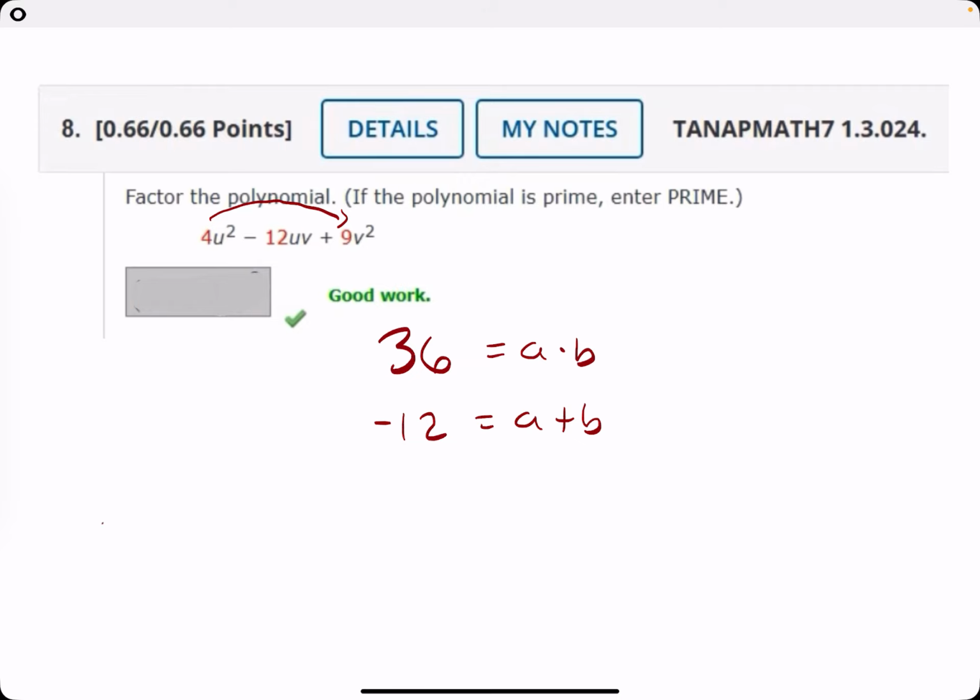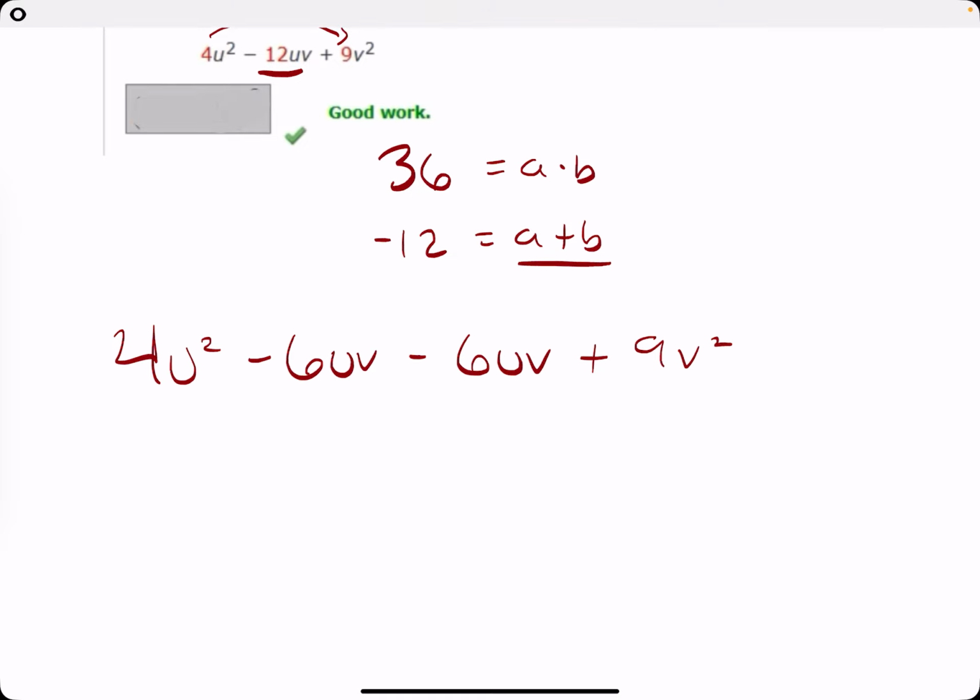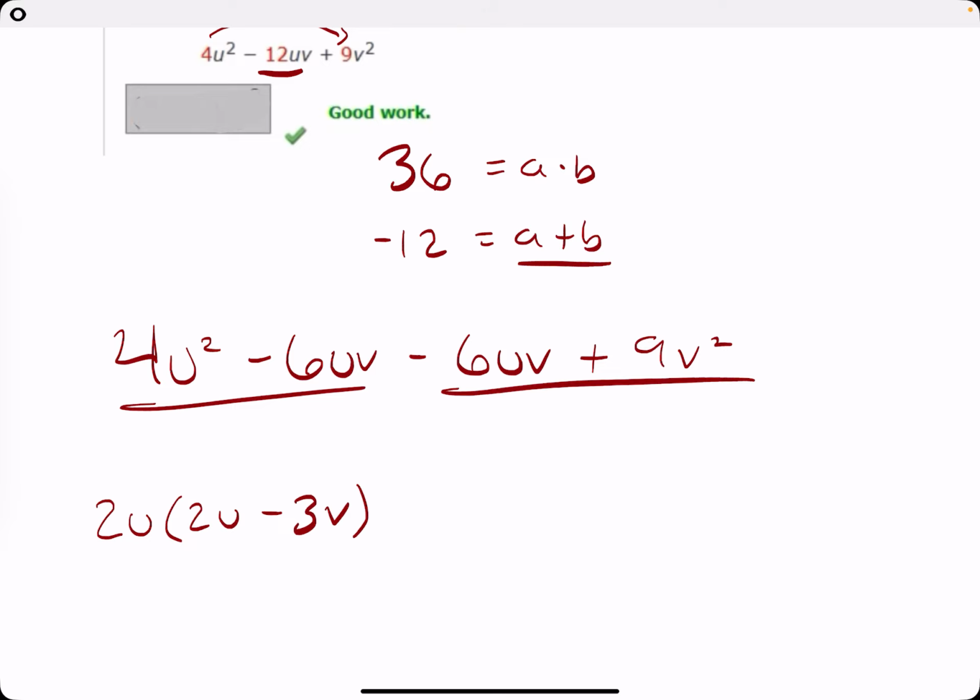Yeah, okay. So let's write the polynomial like this. 4u squared minus 6uv minus 6uv, so you're breaking that minus 12 into the a and the b. So negative 6, and then plus 9v squared. So we're testing this out here mid-video. So again, what we do is GCF of these two terms. So that's going to be 2u. Factoring out 2u there would give us a 2u minus 3v. Doing a GCF for the second pair here, we have minus 3.